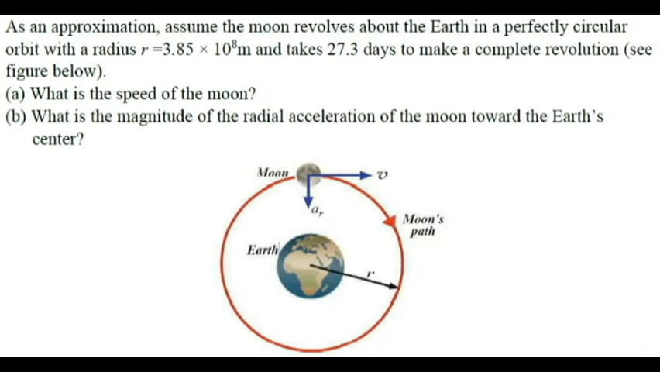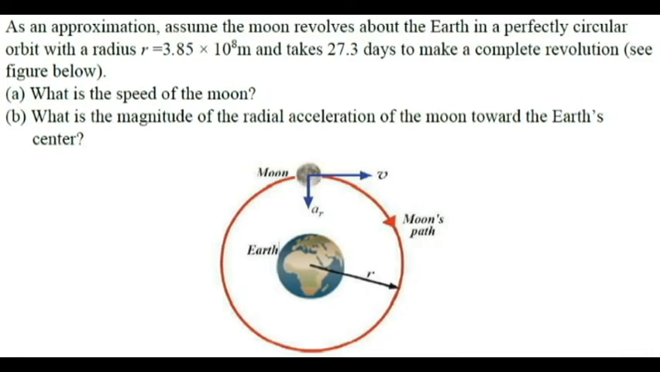As an approximation, assume the moon revolves around the Earth in a perfectly circular orbit with a radius of 3.85 times 10 to the power 8 meters, and it takes 27.3 days to make a complete revolution. See the figure below. The first part of the question, question A, asks: what is the speed of the moon? And the second part asks for the magnitude of the radial acceleration of the moon towards the Earth's center. So this is the question that we're going to consider.